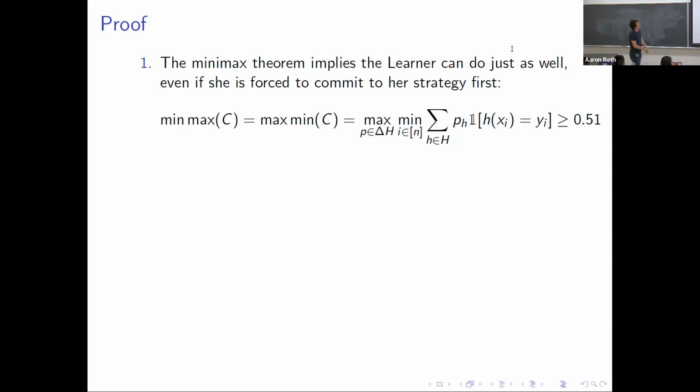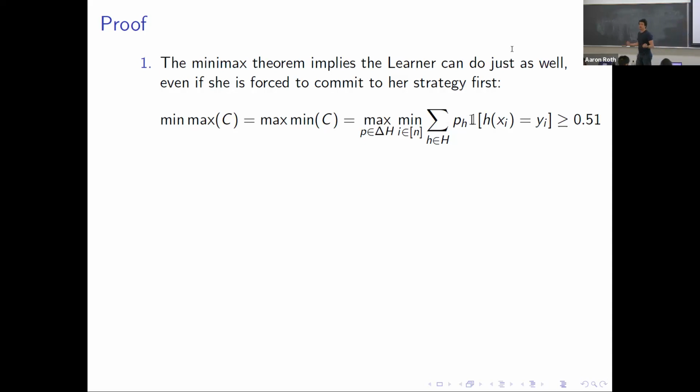But what the min-max theorem tells us is that the min-max value of the game is equal to the max-min value of the game. In a zero-sum game, it doesn't matter who goes first. So in this case in particular, that means we can reverse the order of play. First, we can imagine the learner having to commit to a mixed strategy, which in this case is a distribution over hypotheses.